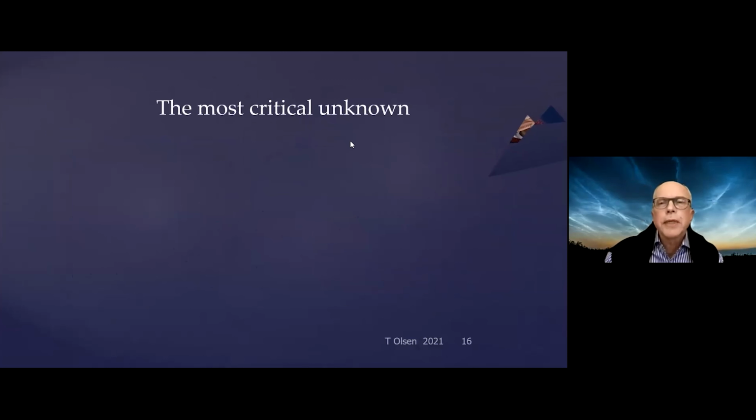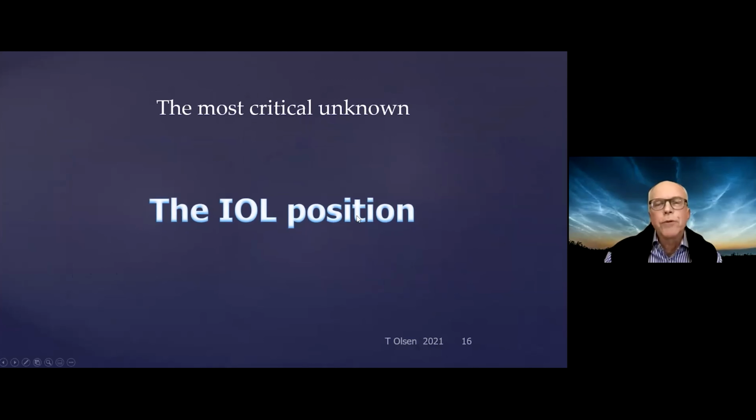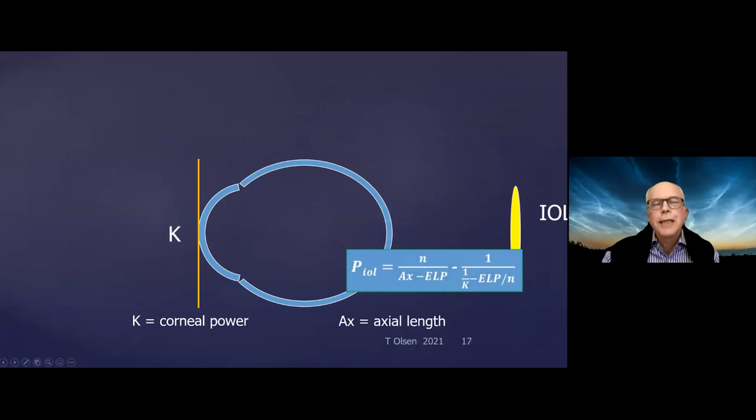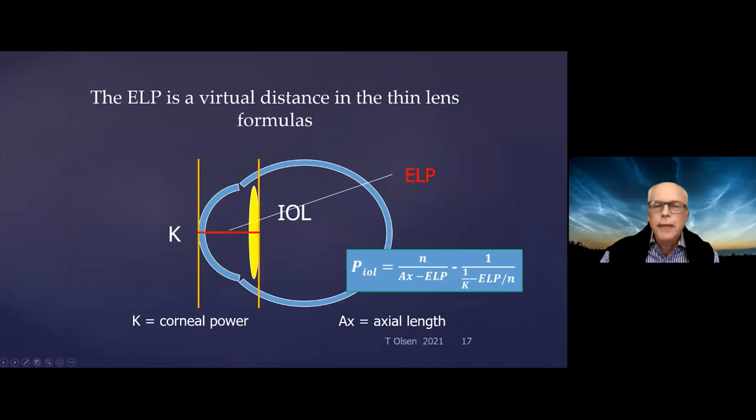So the most critical unknown is actually the IOL position. I prefer to talk about the IOL position because the ELP is such a virtual distance, it's not always reflecting the physical distance in the eye. But if we try to focus on the real position, first of all, that's just the ELP of a Finland formula you're seeing here, and you have the old formula out there. And that's the distance from the corneal surface to the effective lens plane.